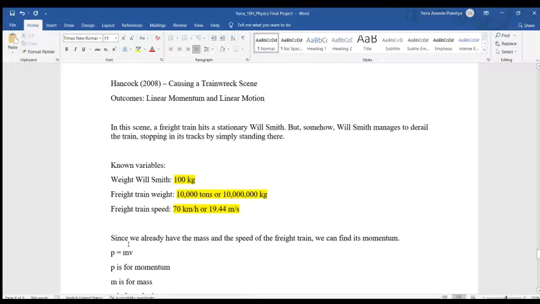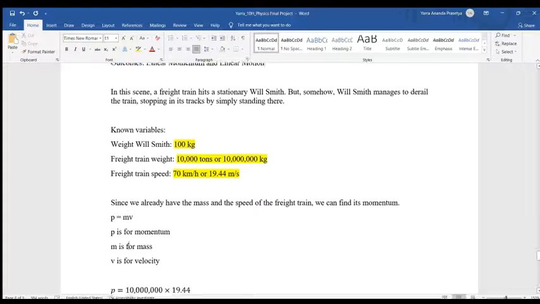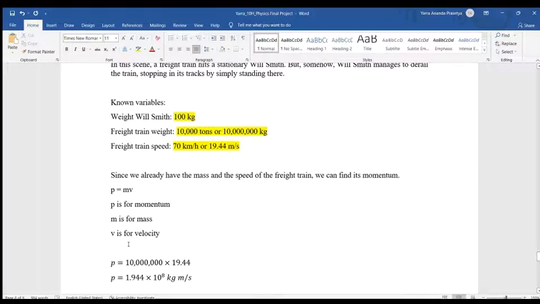Since we already have the mass and speed of the freight train, we can find its momentum now. P equals mass times V. So P is for momentum, M is for mass, and V is velocity. So the mass of the freight train is 10 million kilograms, and the velocity of the freight train is 19.44 meters per second. So 10 million times 19.44, we get 1.944 times 10 to the power of 8 kilogram meter per second.